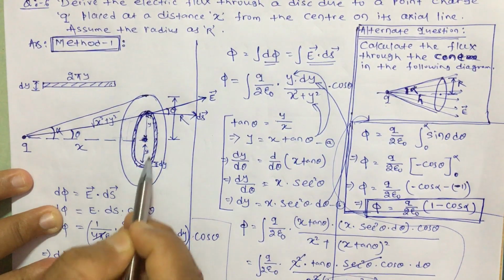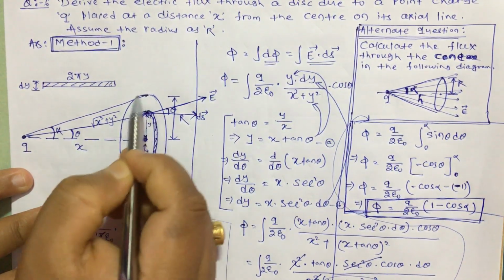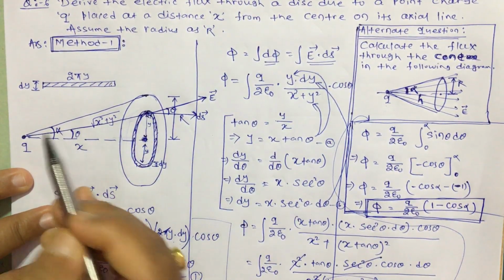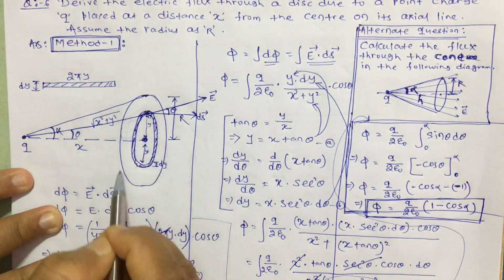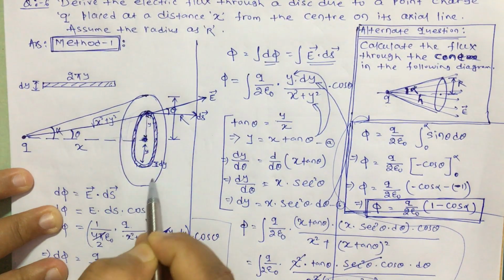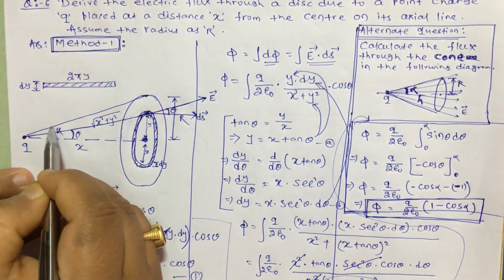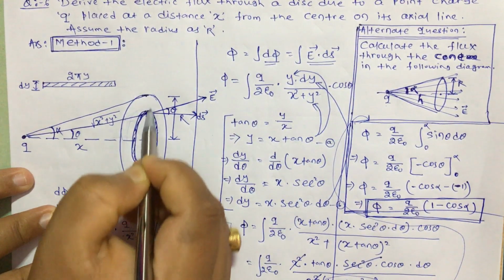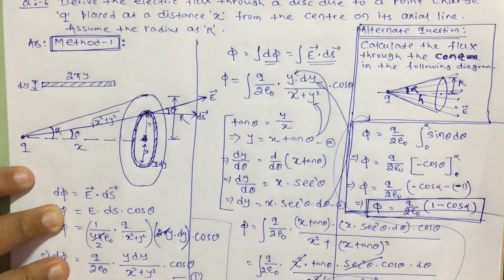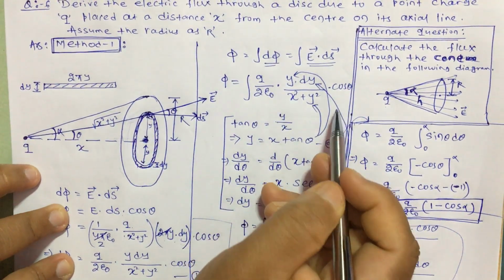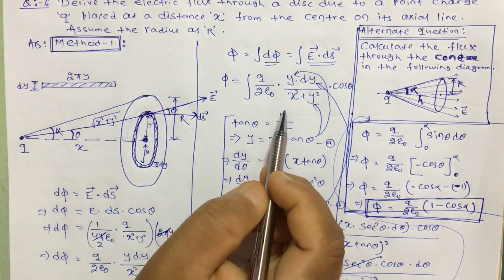If the ring is assumed here, here and here, the theta value is gradually increasing. If the ring will be on this circumference of the disk, then theta will be equal to alpha. So theta value is changing from 0 to alpha. So theta is not a constant, and you cannot do the integration like that. We have also done this type of integration previously.